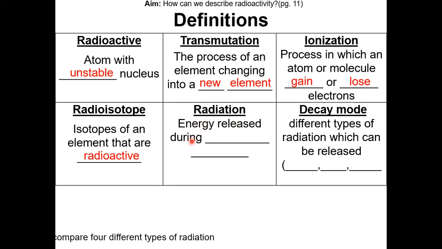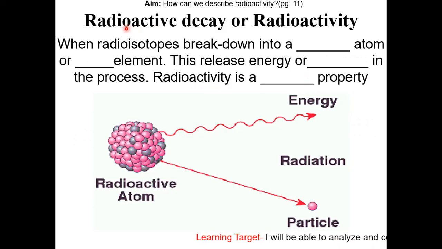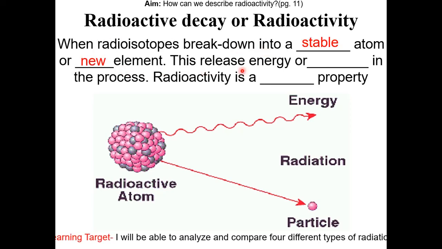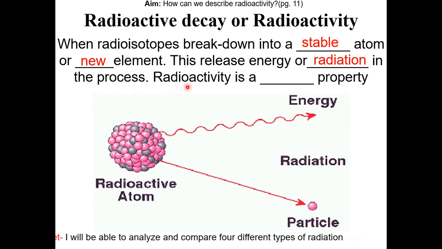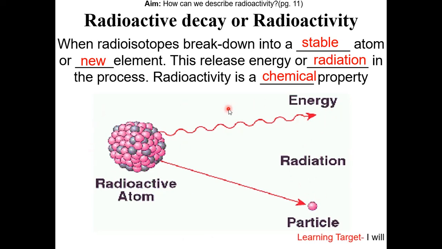Radiation is the energy released during radioactive decay or energy transmitting as waves or particles. Decay modes are different types of radiation which can be released. There are 3 types: alpha, beta, and gamma. Radioactive decay, or radioactivity, is when radioisotopes break down into a stable atom or a new element. This releases energy or radiation in the process. Radioactivity is considered a chemical property. Here's a diagram showing a radioactive atom breaking down into particles or radiation. This process is known as radioactive decay or radioactivity.